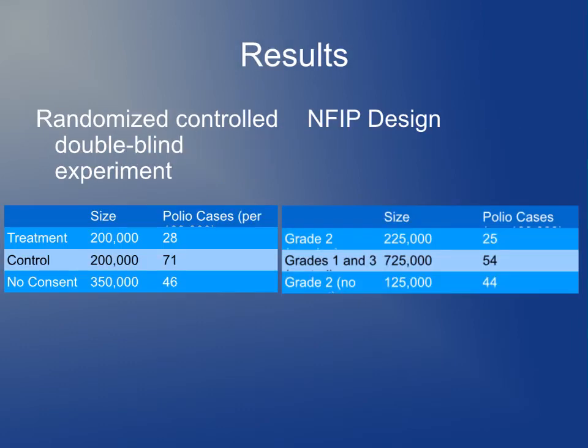So, the results of this experiment, and it looks like part of my slide got cut off when I converted this to PowerPoint. I apologize for that. But what that's supposed to say is polio cases per 100,000. And under the randomized controlled double-blind design, we see that in the treatment group there were 28 cases of polio per 100,000 versus 71 in the control group. Interestingly, in the group whose parents didn't give consent, it was 46 per 100,000.